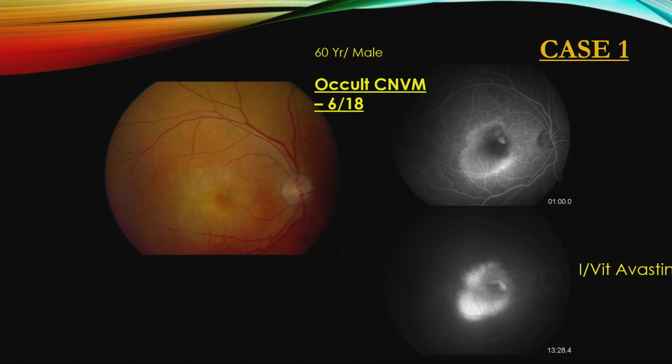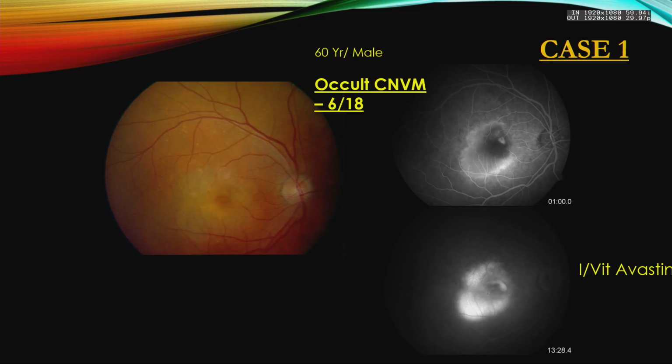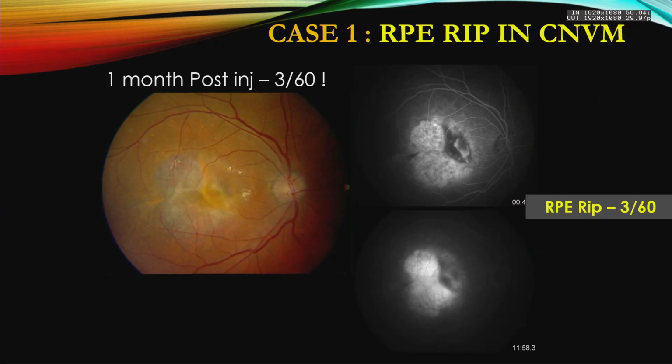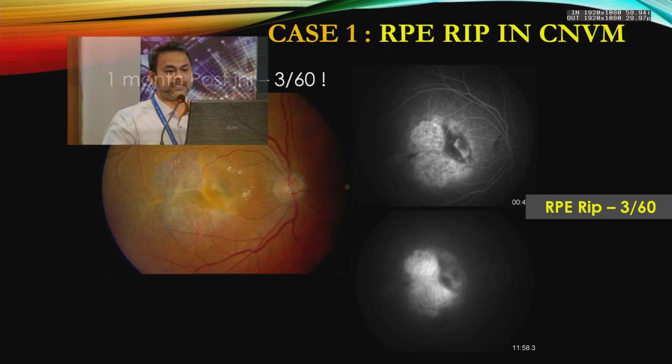So our first patient is a 60-year-old man who has occult CNVM with good vision, but after 1 month, oops, the vision is 3/60 now, and we can see a very large RPE rip under the macula, which is a very well-known complication of pigment epithelial detachment in CNVM.